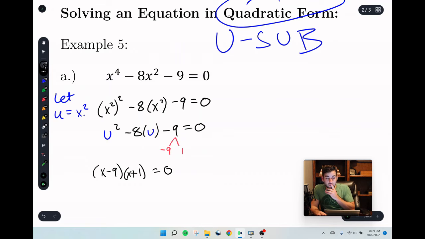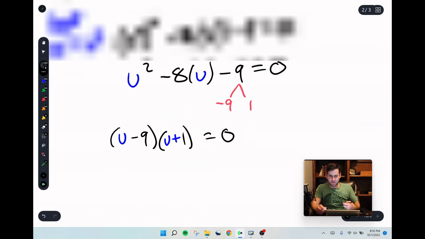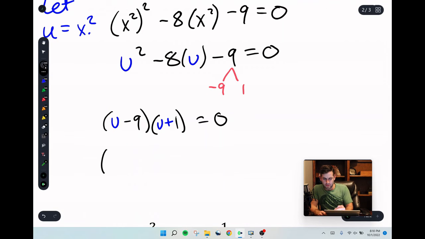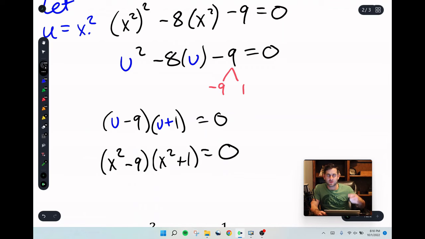Oh, whoa. I said x, but we don't have x. What do we have now? We have this blue u. So all we did is rewrite it a little bit. And now what we're going to do is say, well, we know what u is, don't we? u is x squared, so x squared minus 9 and x squared plus 1, because we just replace it back in.